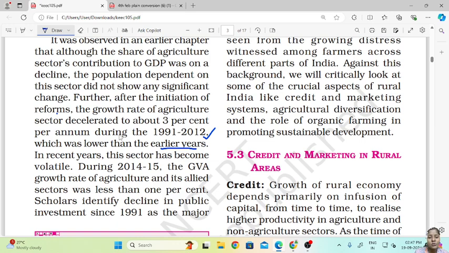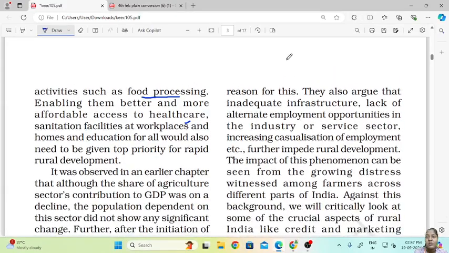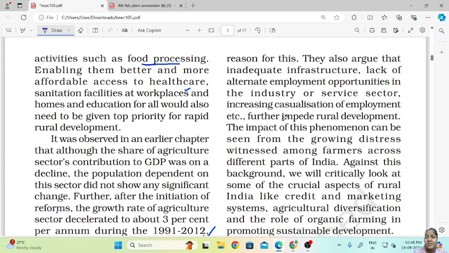Most of the economists identified the decline in public investment since 1991 as the major reason for this. They also agree that inadequate infrastructure, lack of alternate employment opportunities in the industry or service sector, and increasing casualization of employment affected rural development.